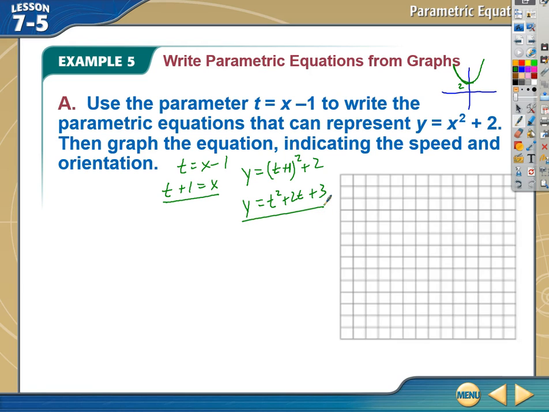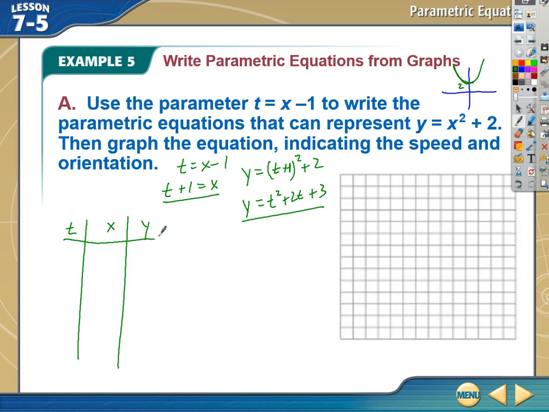What do I set for my parameters, to restrict my t? If they don't give you any, you don't have to. But for the purpose of these next 3 problems that I want to do, I'm going to change t each time to give me what I'm looking for. Because notice this problem also says, graph the equation indicating speed and orientation. The orientation part's the easy part. That's the arrows, where I start, where I finish, and writing the arrows. The speed, you have to look at the table.